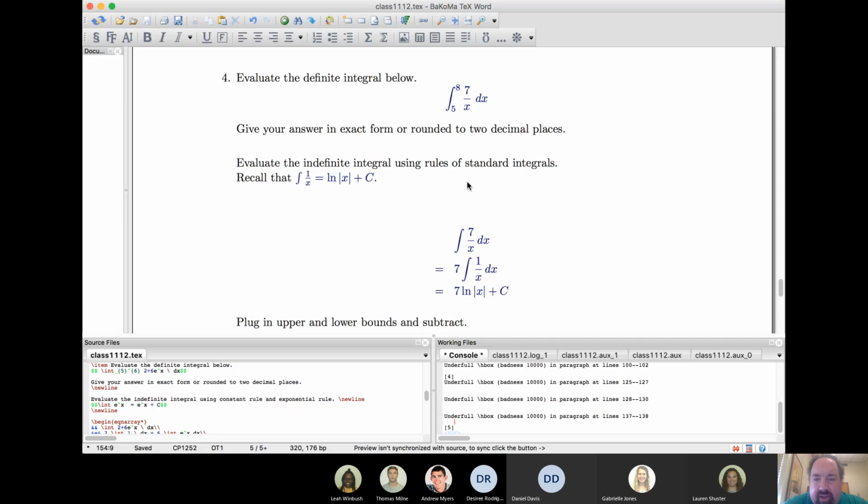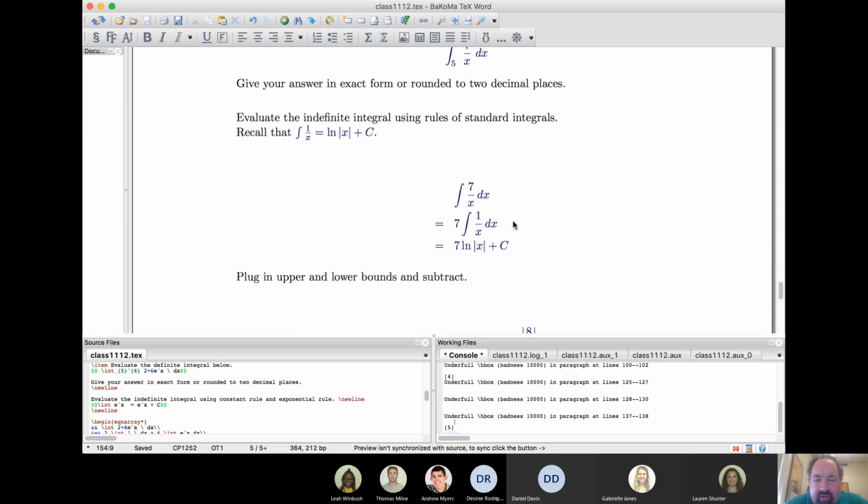Okay, here we have 7 over x. We pull out the constant factor of 7. We have the integral of 1 over x, but for that, we get natural log of absolute value of x. Don't forget the absolute value. And then we'll plug in the limits. 8 is the upper limit, 5 is the lower limit.